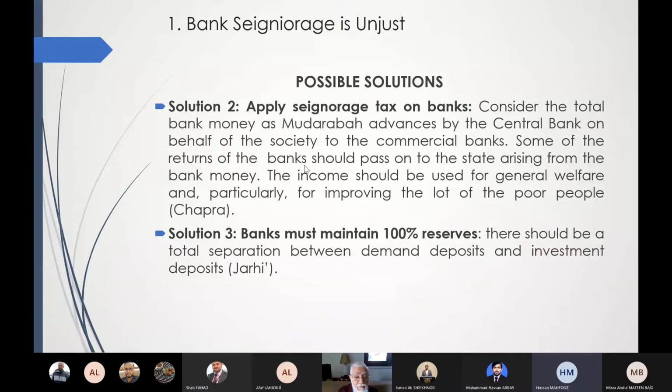Professor, if you allow, I have a couple of points. Go ahead. Yes. I think you are inclining to the solution put forth by Umar Chapra of having the fractional reserve but applying a seigniorage tax on the banks to be shared with the society, with those who do not benefit from the banking system. I think you are inclining to that.